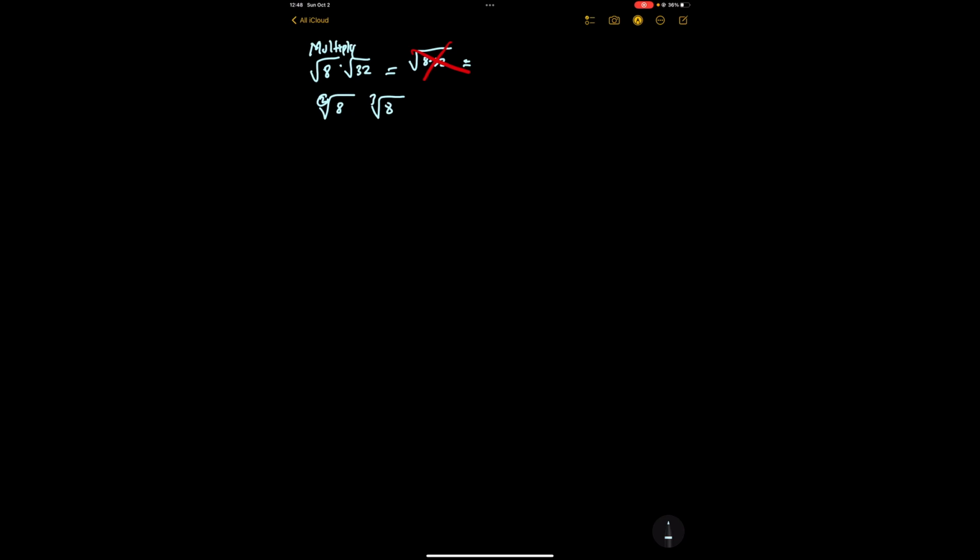Now, what can we do? Because this is square root, that means you want that number on the inside to be a perfect power of the number on the outside, which is basically 2, but we don't write it. So when you look at 8, which number does 8 have that is a perfect power of the number on the outside, which is 2?